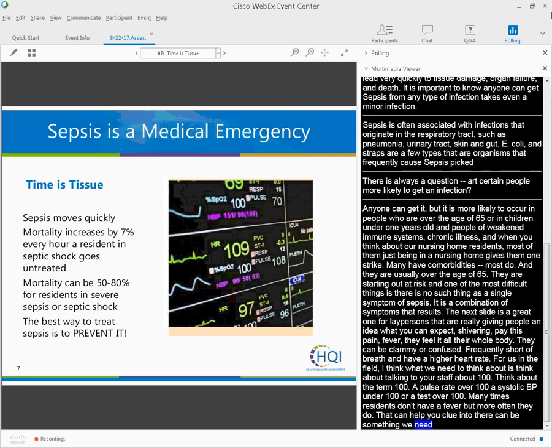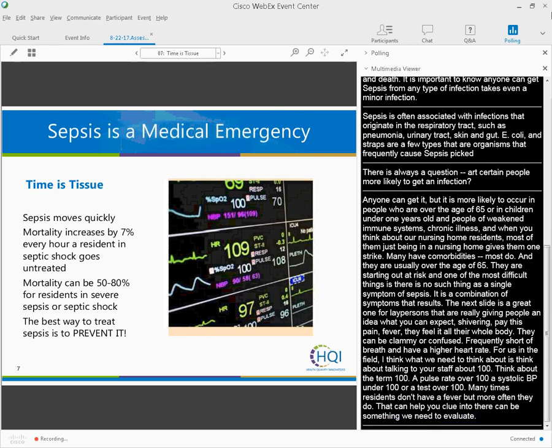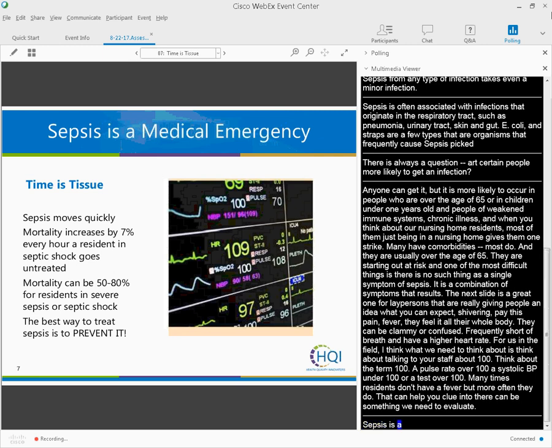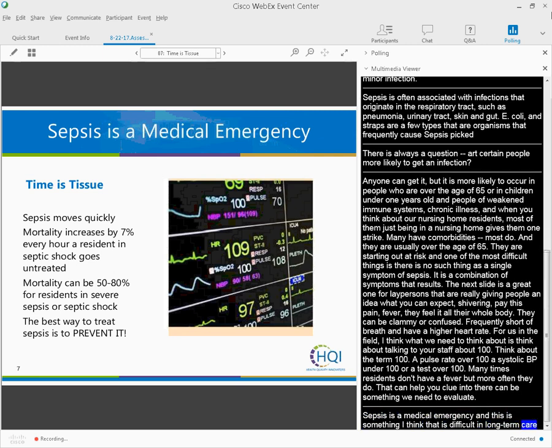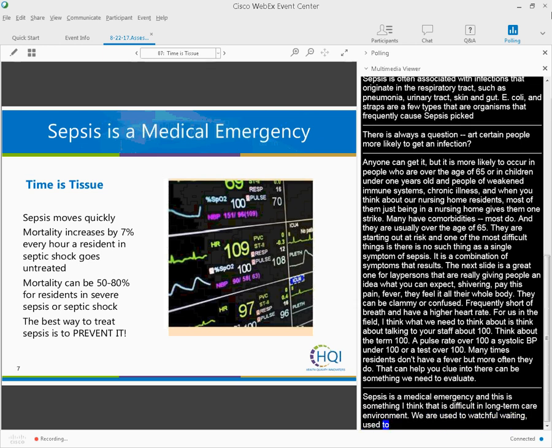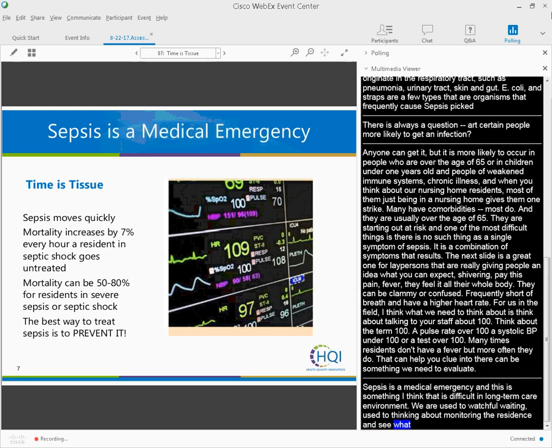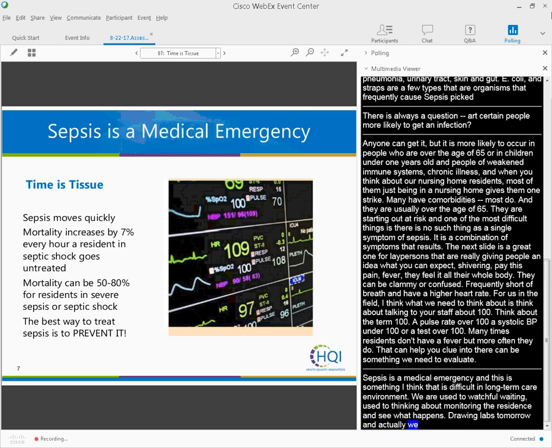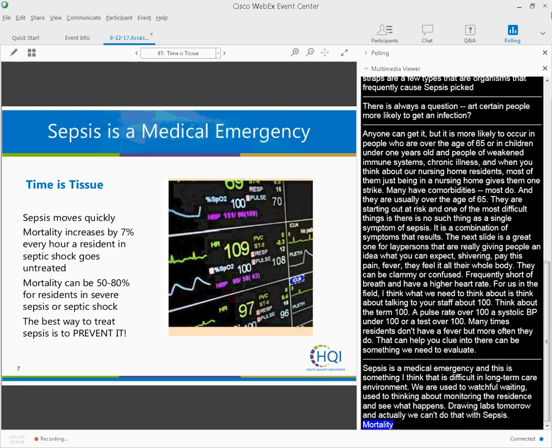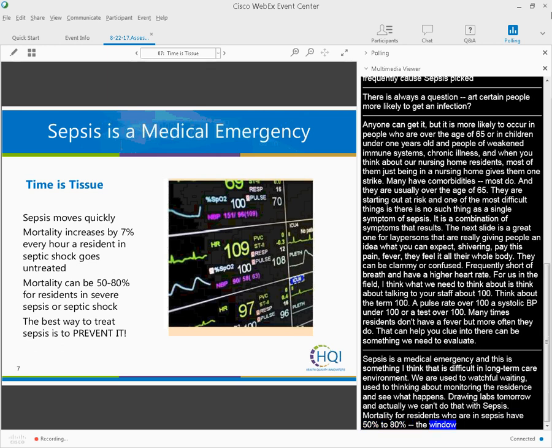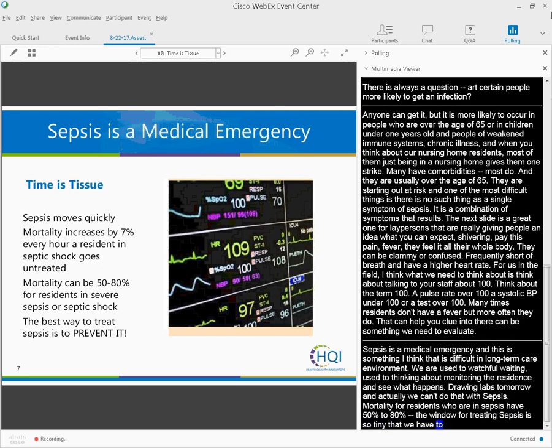Sepsis is a medical emergency, and this is something that I think is difficult in the long-term care environment. We're used to more watchful waiting. We're used to monitoring a resident, seeing what happens, drawing labs tomorrow, and actually we can't do that with sepsis. Mortality for residents who have severe sepsis and septic shock often runs 50 to 80%. The window for treating sepsis is so tight, so tiny, that we really have to think more about preventing it, because that is where we can do the most in long-term care.